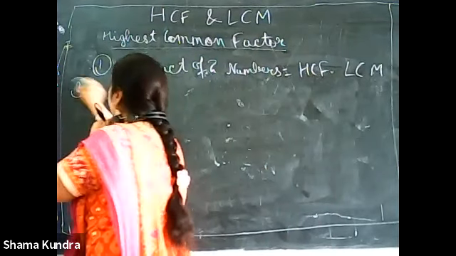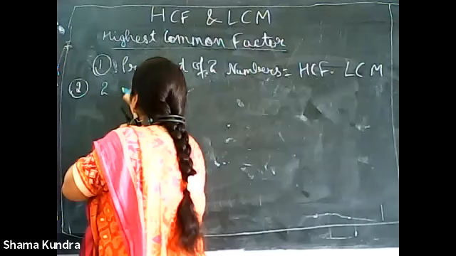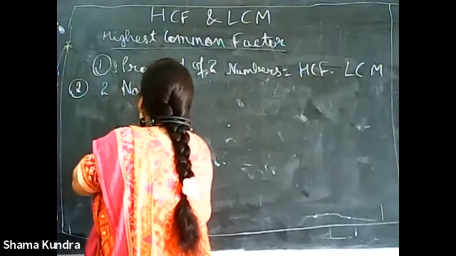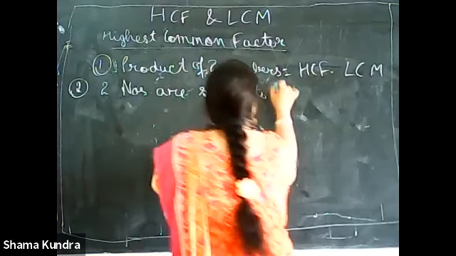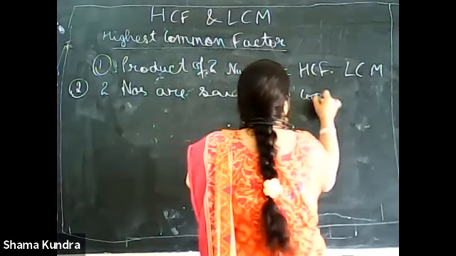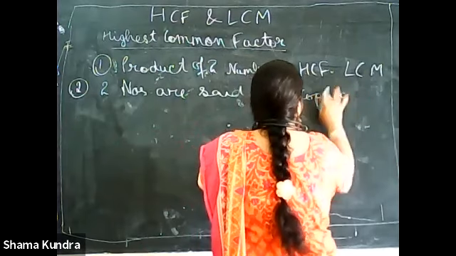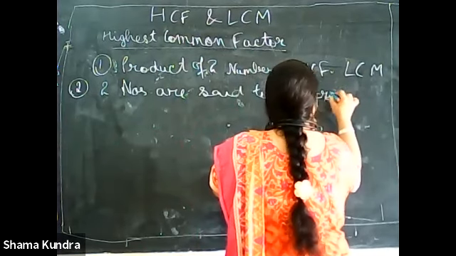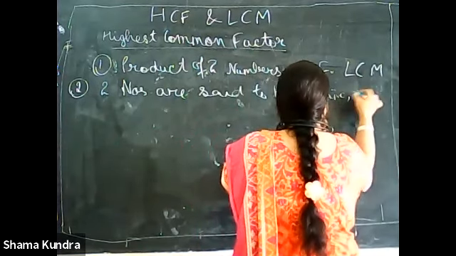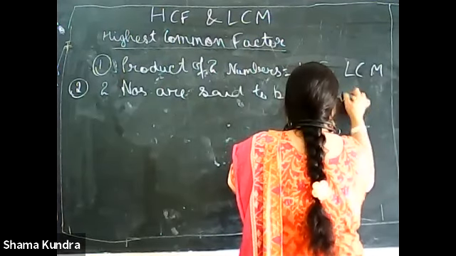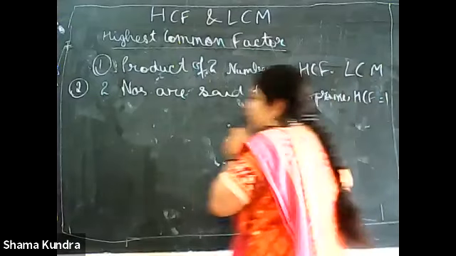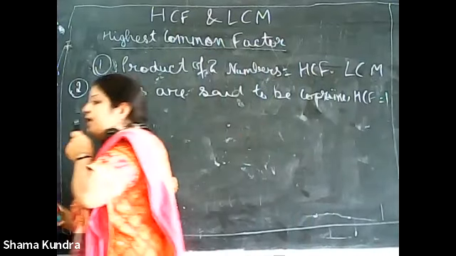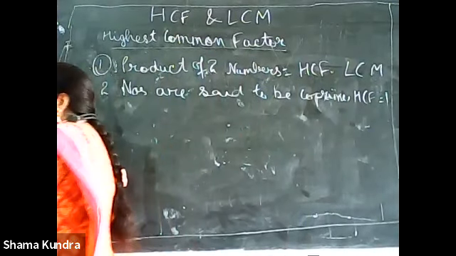Second is, two numbers are said to be co-prime if their HCF is 1. If their HCF is 1, then we say the numbers are co-prime.